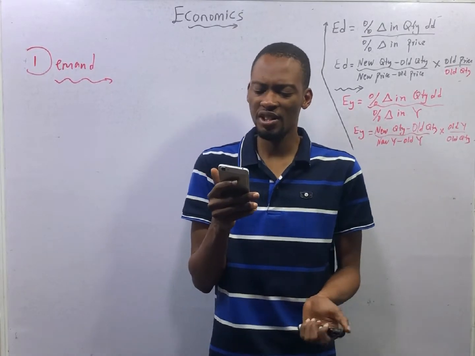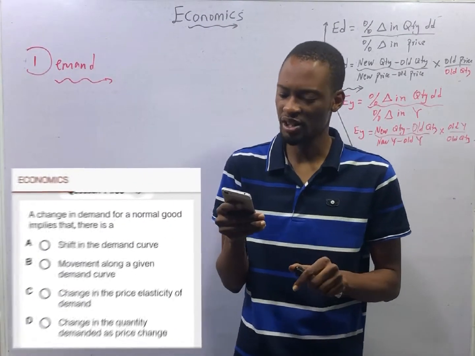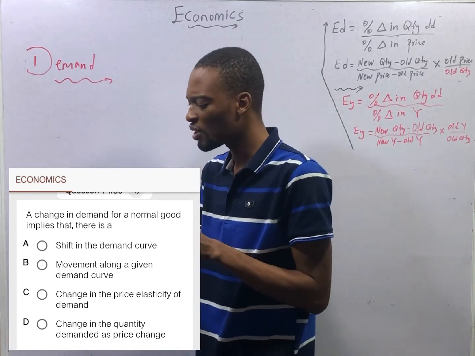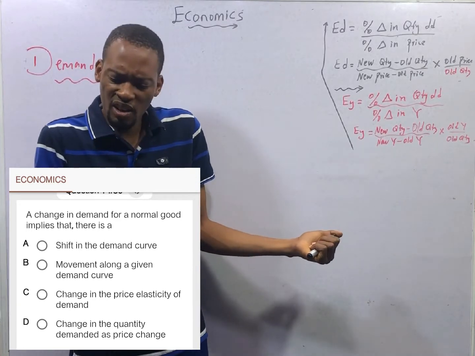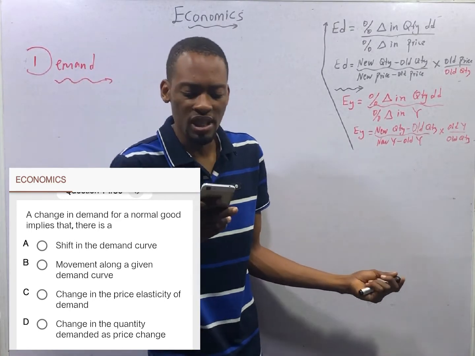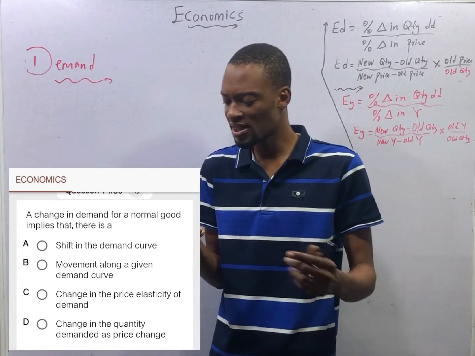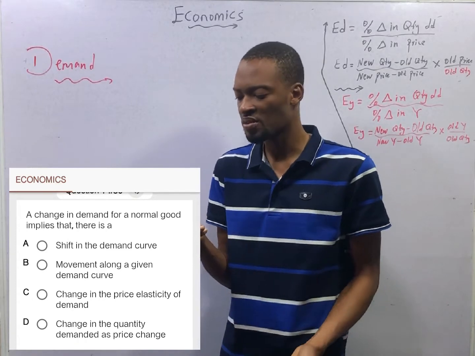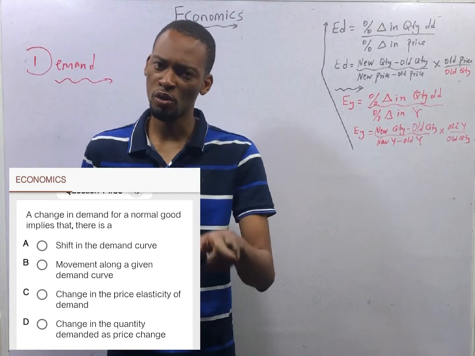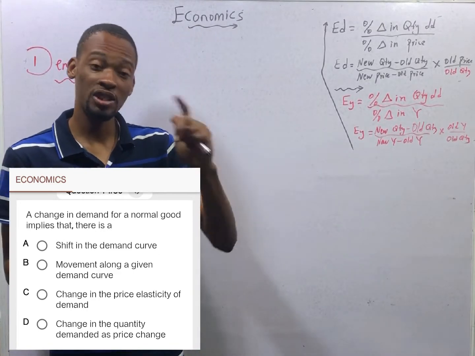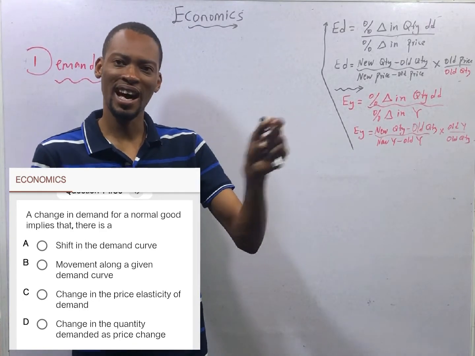It says, a change in demand for a normal good implies that there is dash. Now, there are many options. When it comes to change in demand, I told you that quantity shouldn't even come at all. So option D is out of it because they mentioned quantity. Also, when it comes to change in demand, quantity should not come into play. Change in quantity demanded goes with movement along the demand curve.